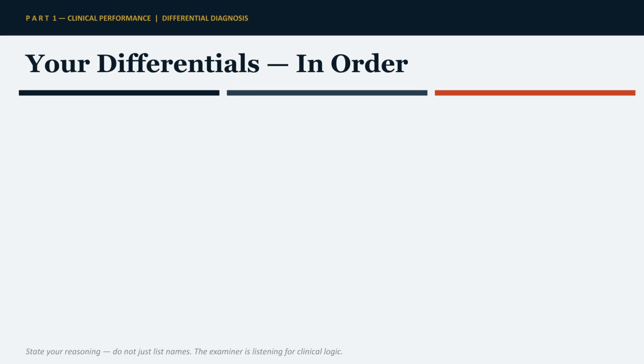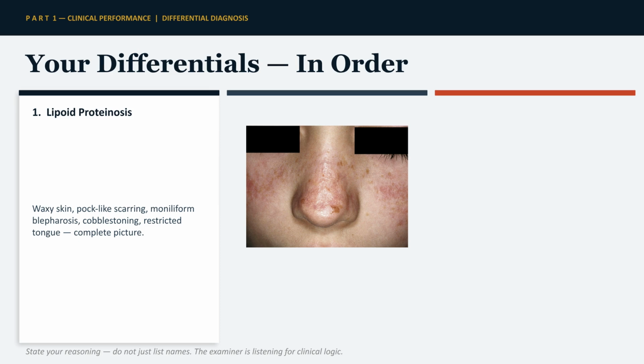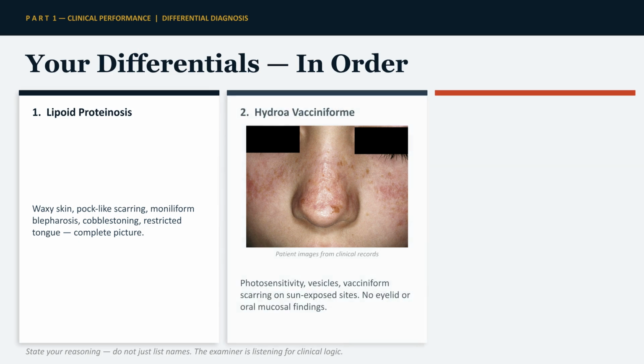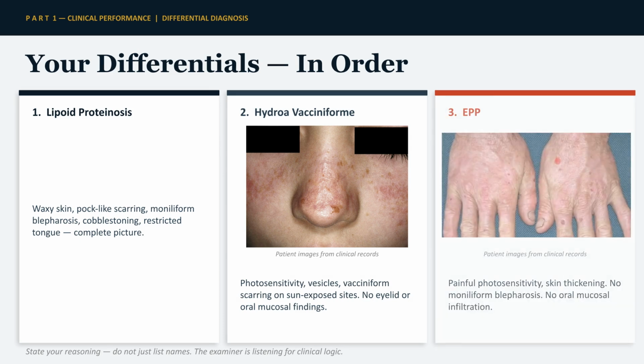Now state your differentials, in order, with reasoning. My differentials include, first, lipoid proteinosis: the waxy skin, pock-like scarring, moniliform blepharosis, cobblestoning of the oral cavity, and restricted tongue movement.